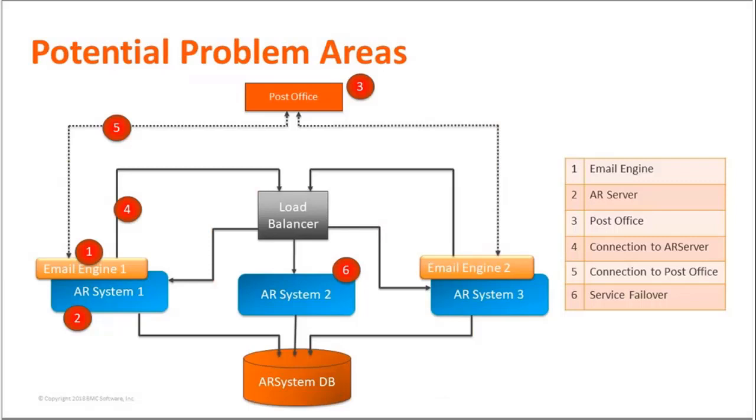Since we're going to be talking quite a bit about troubleshooting the email engine, it's important to understand the areas of an email engine environment that are at potential risk. Obviously, the first point is the email engine itself, number 1 there. The email engine is influenced by the emaildaemon.properties file, the centralized configuration settings for email engine, the service and the startup scripts that start the email engine, the mailbox configuration, the Java installation, as well as the JVM options and other things.